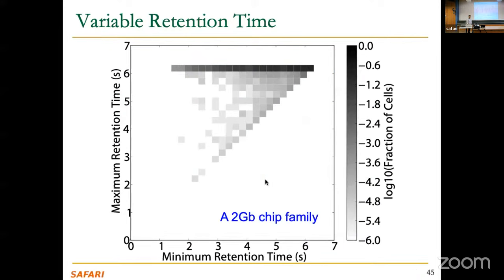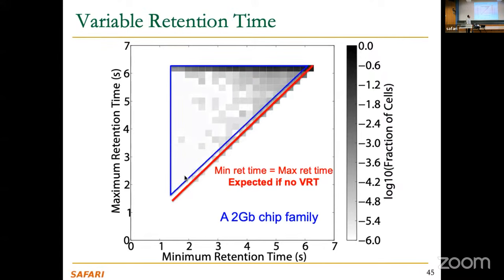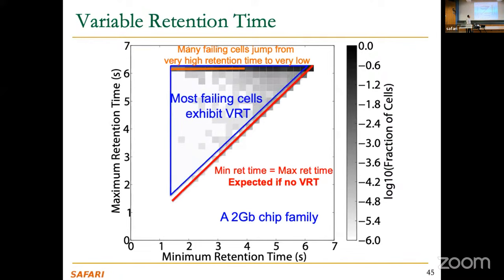Okay, and when you look at how the distribution looks in a chip, we have the population of DRAM cells here, the fraction of DRAM cells, shown by the darker color, and the maximum retention time and minimum retention time are on the x and y axes. If you look at this line, on this line the minimum retention time and maximum retention time are the same, right? So if there's no VRT, that is what you expect. But in this triangle, we have many cells that show different minimum and maximum retention times. So most failing cells exhibit VRT, and this is a real problem in profiling.